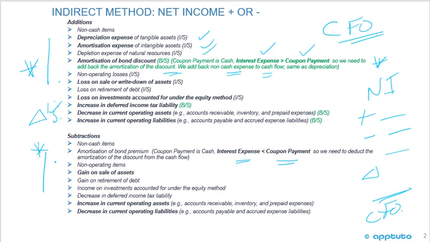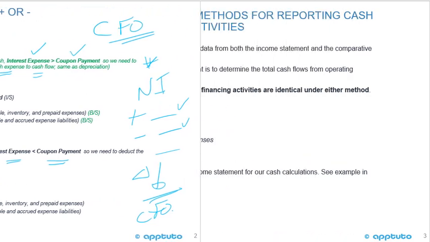And for the subtractions, same issue as I mentioned, it's the amortization of the bond premium, the gain on the sale. From net income, we have to subtract the gain on the sale. We saw that from the example in the textbook as well in an earlier LOS. Gain on retirement of debt, that's a non-cash gain. Decrease in deferred income tax liability, and again, we look at the changes in the balance sheet items, okay? So the indirect method: start with net income, add back non-cash items, subtract non-cash items, and then look at changes in the balance sheets, and that's how we come up with our cash flow from operations using the indirect method.